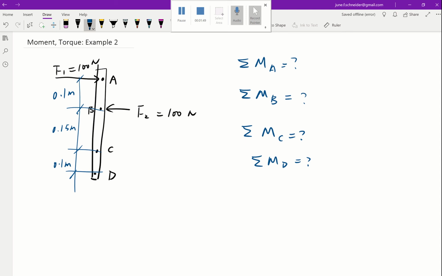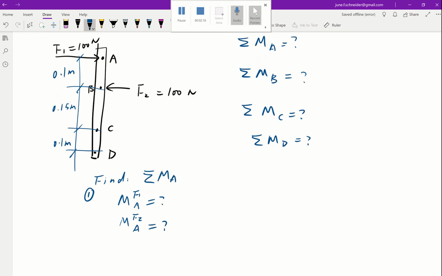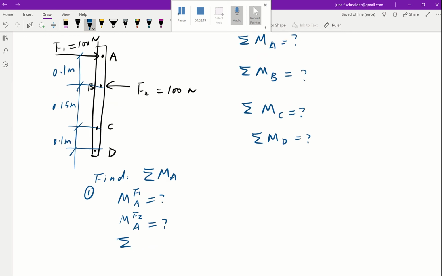However, the concept for each one of the 4 is going to be the same as the one you did last time. For example, the first one, we want to find the moment rotating about A. In order to do that, we want to find the moment of F1 rotating about A, and also F2 rotating about A. There are two forces. Find each one of them, and then we can find the summation just by adding them together, right? So that's our logic.